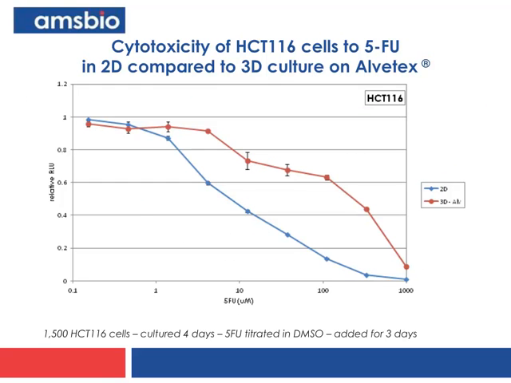Now, another example is the HCT116 cells. These are colon cancer cells, and again, they are very sensitive to 5-FU, probably the most commonly prescribed chemotherapy in the world nowadays. And what you can see is that, again, culturing them in Alvatex confers resistance that is usually not seen in the typical way that we do cell-based assays.